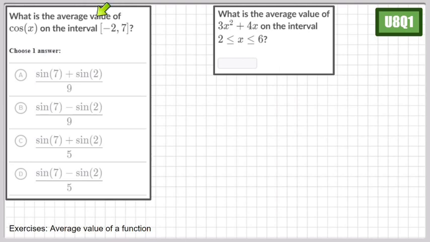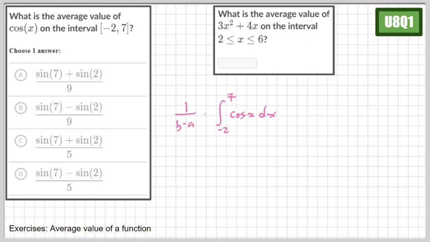Now look at the formulas they got right here. Average value, you guys know to be this: 1 over b minus a times the sum of all the values. What values? Well, the cosine x values. And we're adding all the values from -2 to 7.